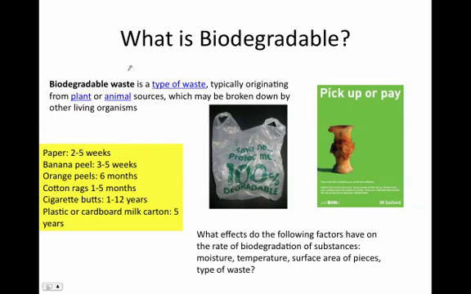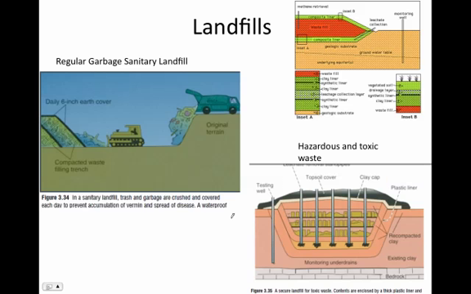Let's talk about biodegradable stuff. So biodegradable waste is a type of waste that comes from plants or animals, and it usually can be broken down. So paper comes from trees, banana peels, and so on. Some substances take a long time to break down, though. So we will end with the two types of landfills. This is a sanitary landfill, which means there's usually earth that covers up the remains, and the garbage is crushed each day, and a waterproof liner is put over top of it.